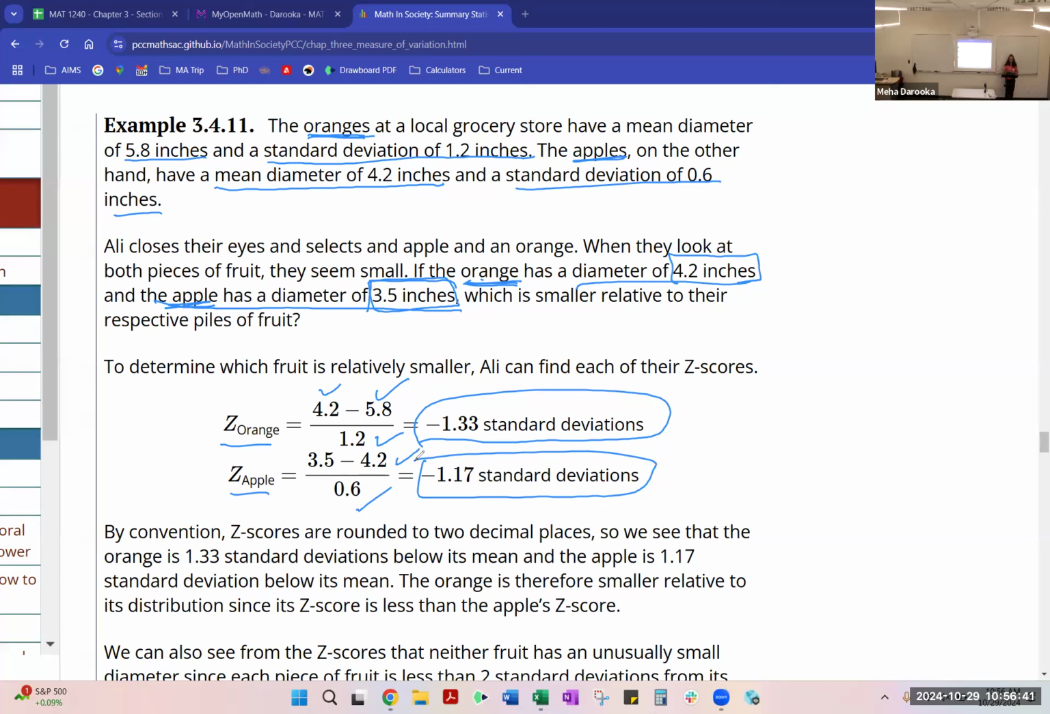So based on that, we would say from the average, the orange that Ali picked up was much smaller than the pile that was in front of him, and the apple was not as small as the other ones in the pile.